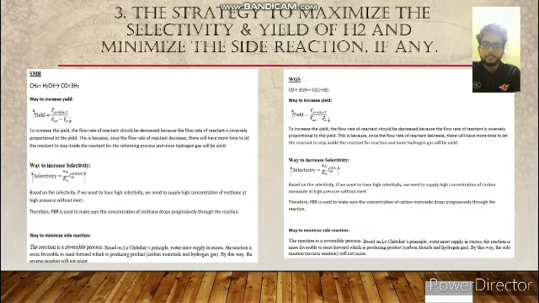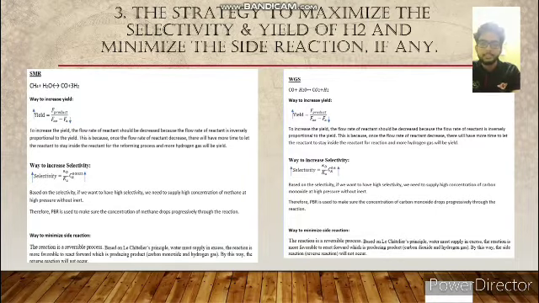Now, to minimize the side reaction, the reaction is a reversible process. Based on Le Chatelier's principle, water must be supplied in excess. The reaction is then more favorable to react forward, which is producing the products, carbon monoxide and hydrogen gas. This way, the reverse reaction will not occur.